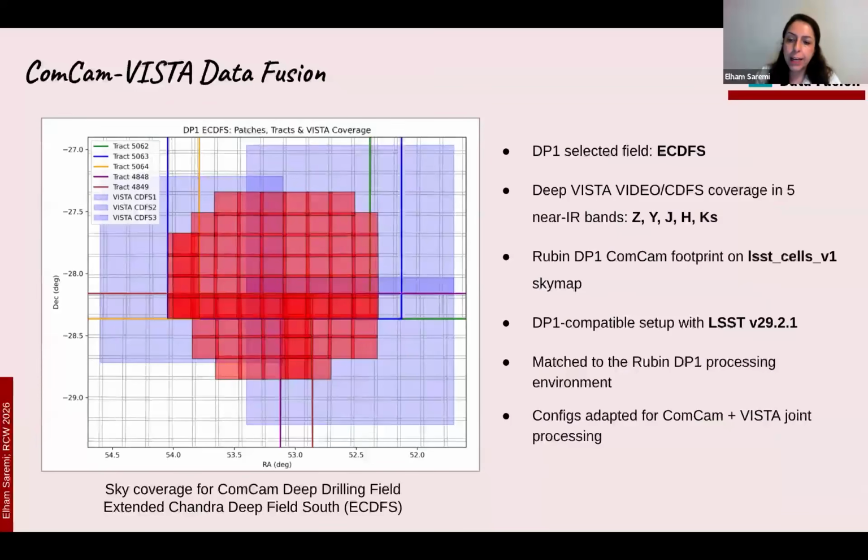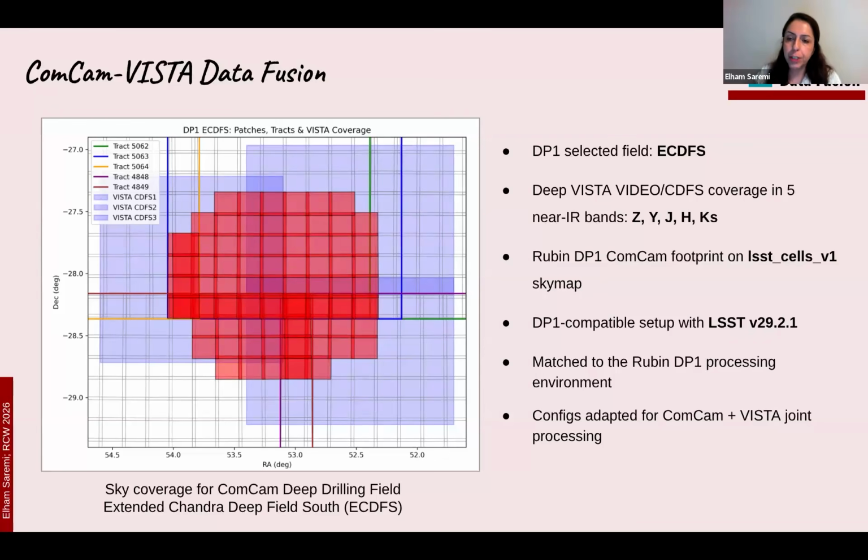After the HSC test, we moved to the Rubin DP1. Here we selected the Extended Chandra Deep Field South. The reason is that ECDFS overlaps with VIDEO CDFS of VISTA, which gives us deep VISTA data in 5 bands. For this run, we used the LSST sky map.